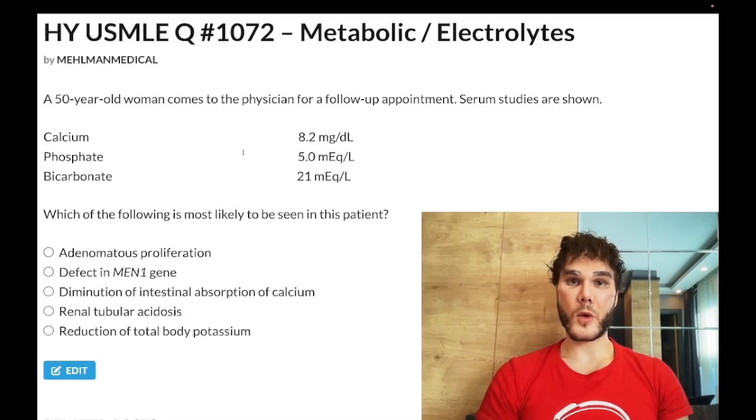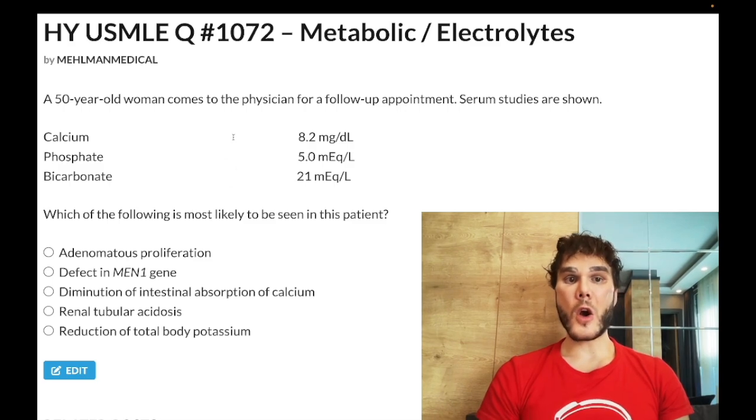How's it going, guys? Past level question, metabolic, Step 1, Step 2. 50-year-old woman, low serum calcium 8.2, should be 8.4 to 10.2; phosphate high, 5, should be 3 to 4.5; bicarbonate low, 21, should be 22 to 28. So we have down arrow calcium, up arrow phosphate, down arrow bicarb. This is very easy. I didn't give you a vignette for a reason, okay?